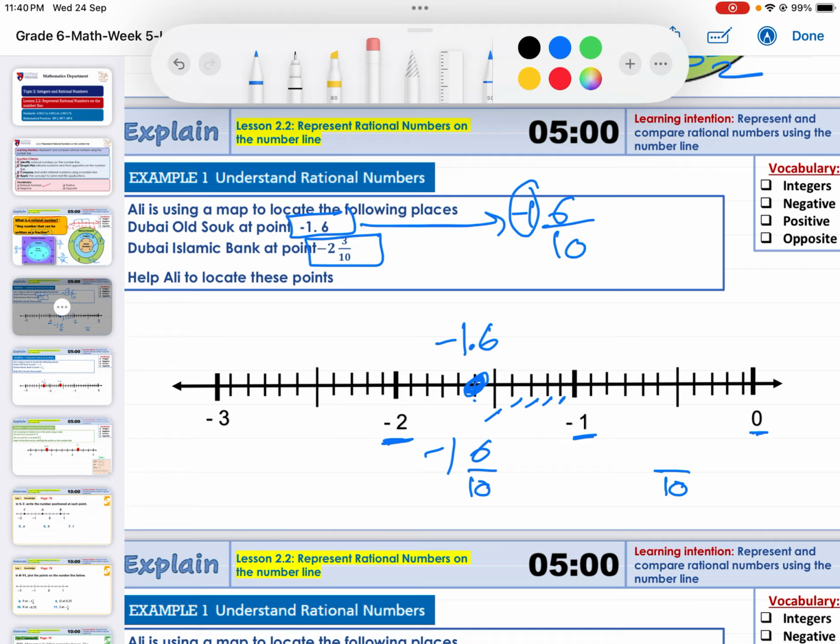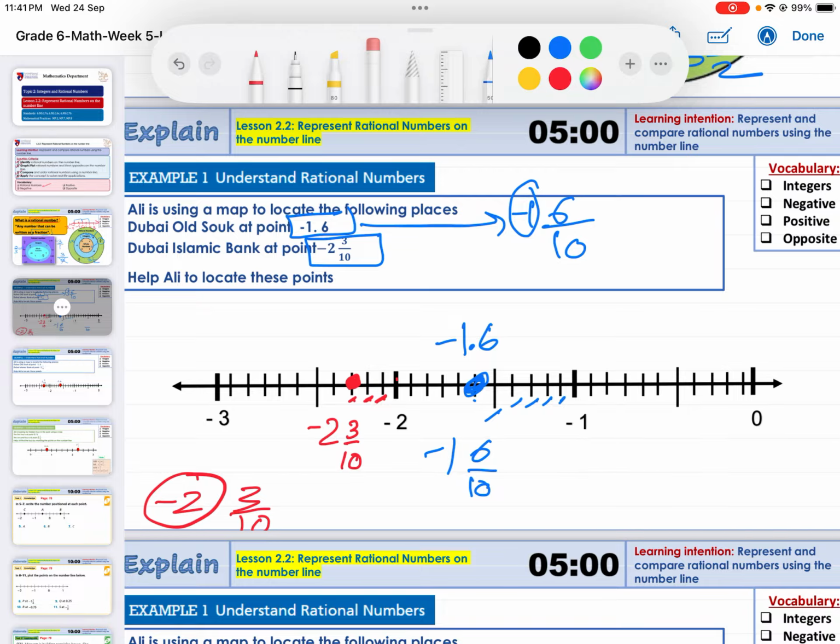Okay, you took this in previous classes. This is not something new for you. That's it. Now I'm going to go to the second number, which is -2 and 3/10. The same idea. I'm going to do what now? Start with my whole. What's the whole? -2. So I'm going to look at -2 and then count 3 places: 1, 2, 3. So there you go. That's my point: -2 and 3/10.